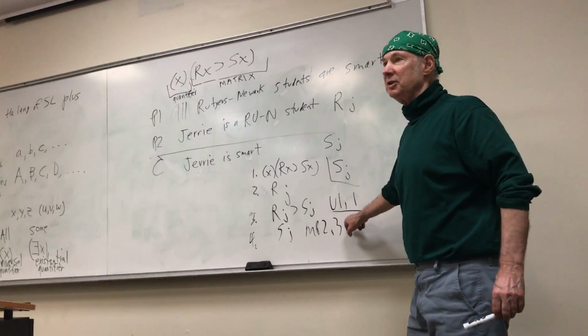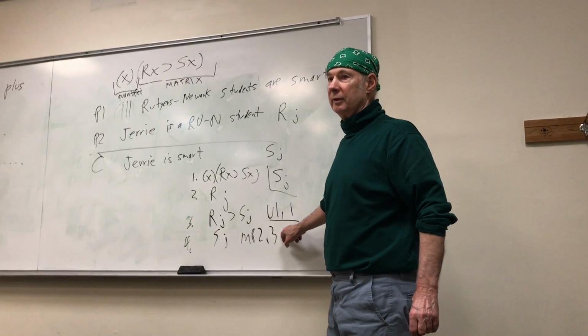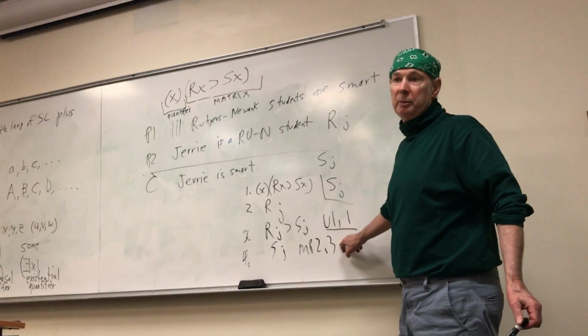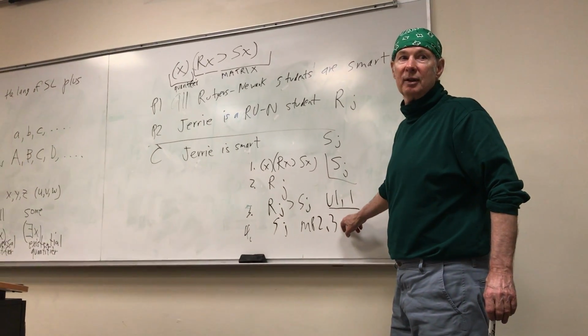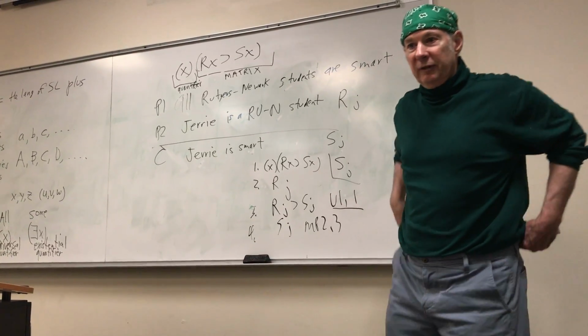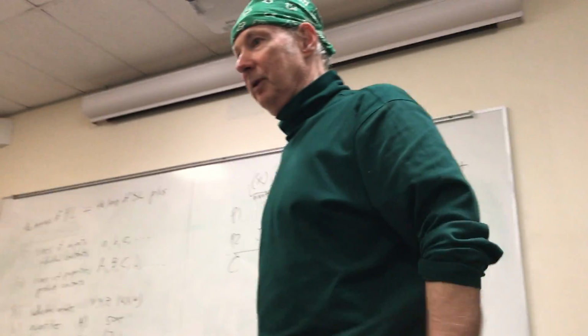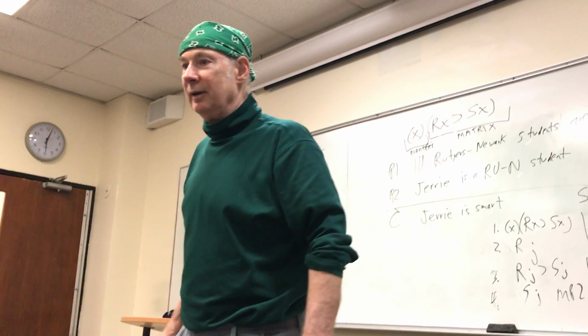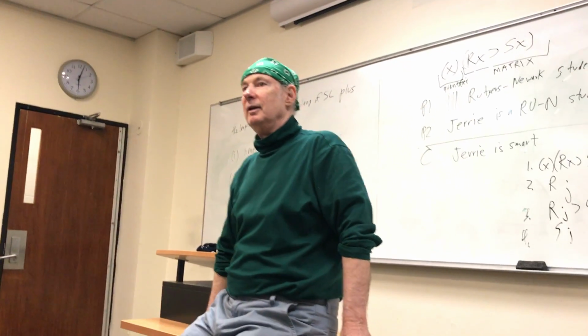This is the sentence logic part of the proof. It's just one modus ponens, very easy. This is the predicate logic part of the proof. You will find the predicate logic part of the proofs harder than the sentence logic part.